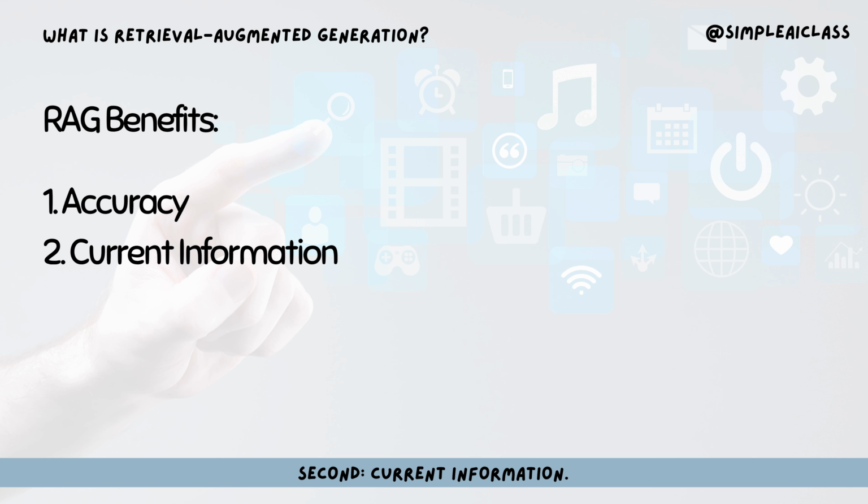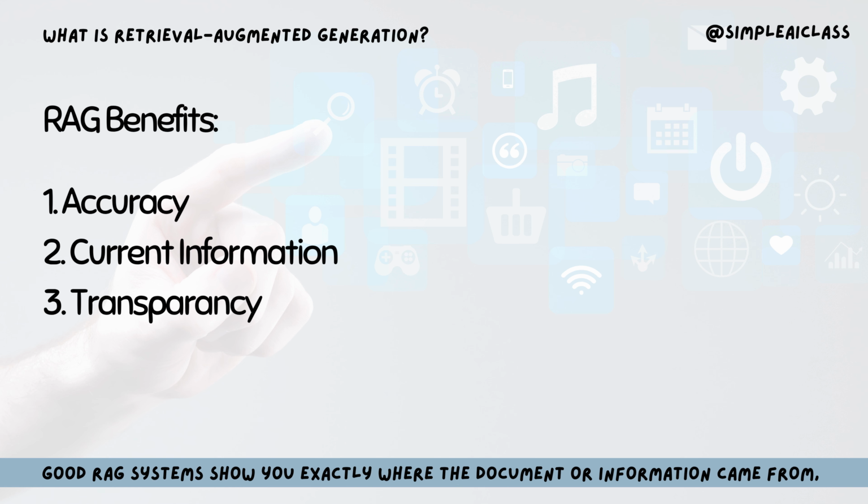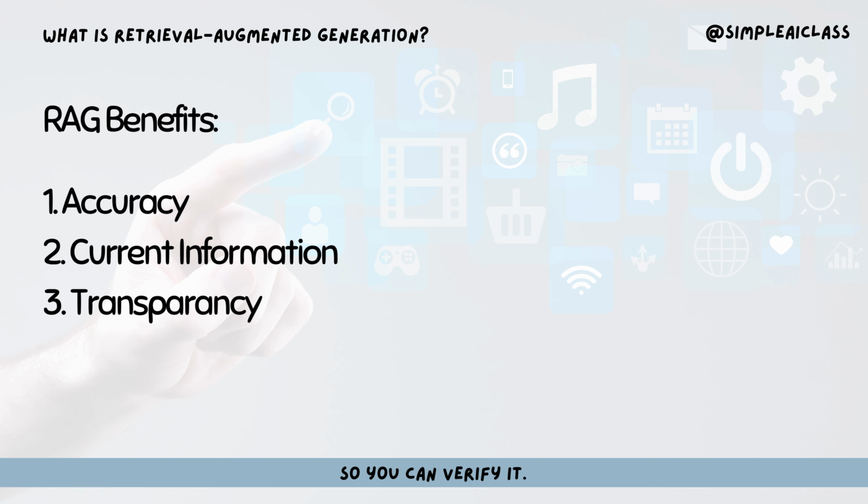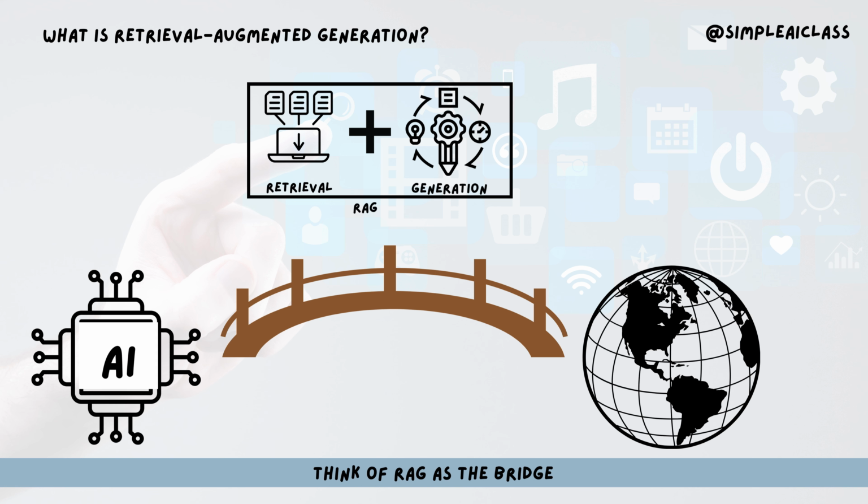Second, current information. You can get up-to-date answers, not outdated training data. Third one is transparency. A good RAG system shows you exactly where the document or information comes from, so you can verify it. Fourth one is privacy. Your sensitive data will stay in your system. The AI does not need to use it for retraining. Think of RAG as the bridge between AI language abilities and real-world current information.